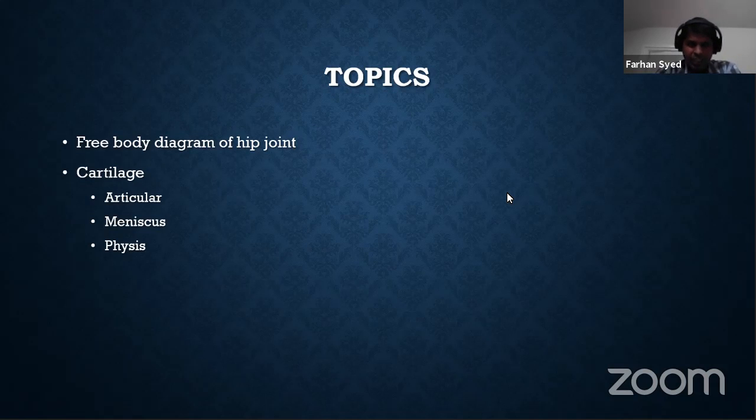There is not one resource that you can rely on. I would recommend using multiple resources. Whatever suits your understanding, you can use that resource, but more than one resource will give you much more clarity on this topic. So starting with my first topic, which is the free body diagram of the hip joint, it is probably one of the commonest questions that gets asked in the exam. And if you have practiced it, it's an easy, high scoring game.